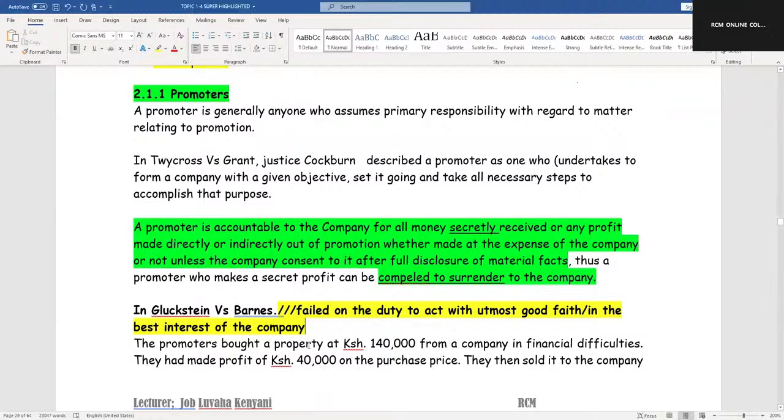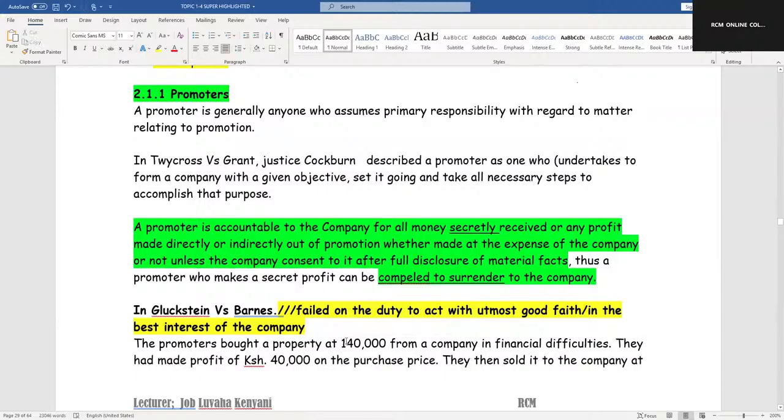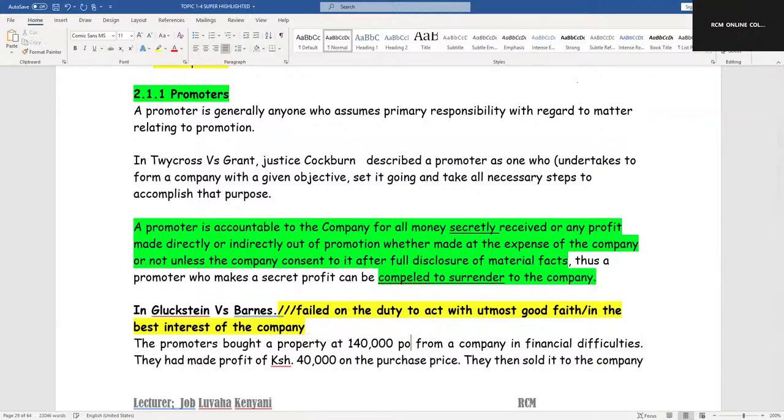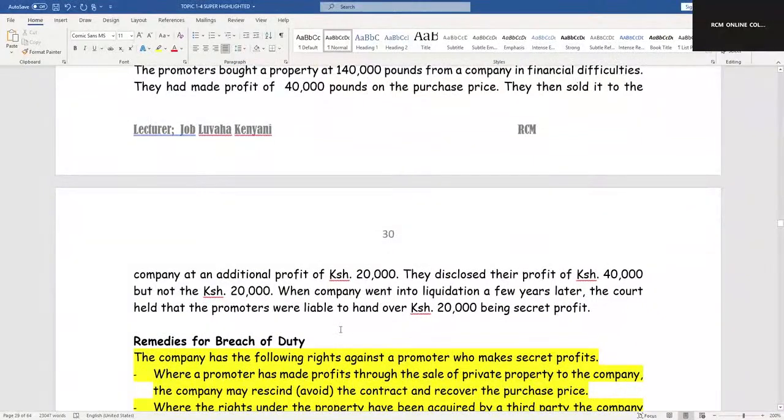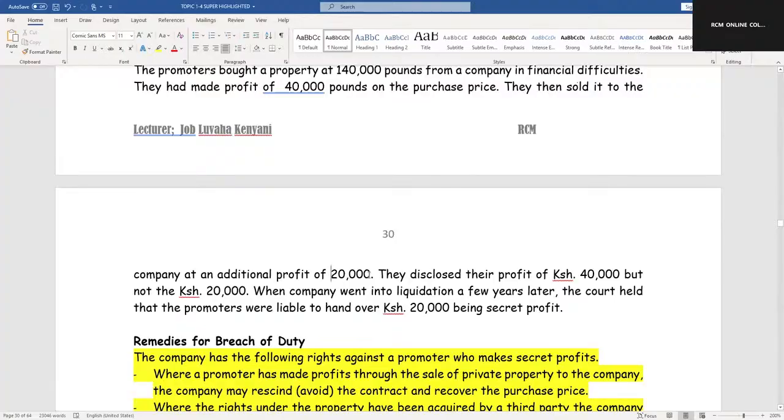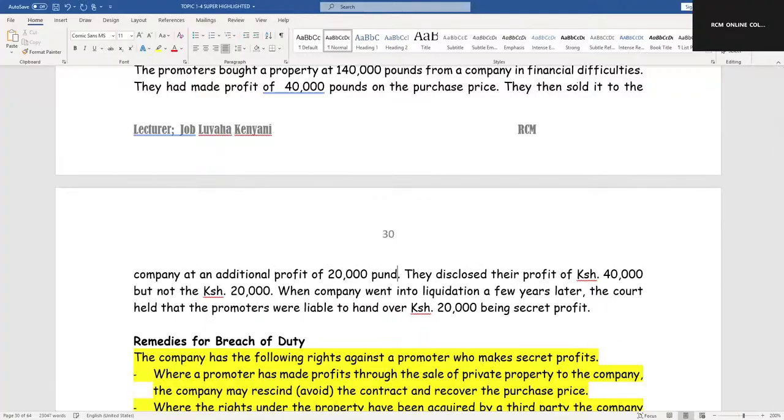The promoters of the company bought a property for 140,000 pounds from a company in financial difficulties. They made a profit of 40,000 pounds on the purchase price. They then sold it to the company at an additional profit of 20,000 pounds. They made a profit when they were selling this asset to the company.